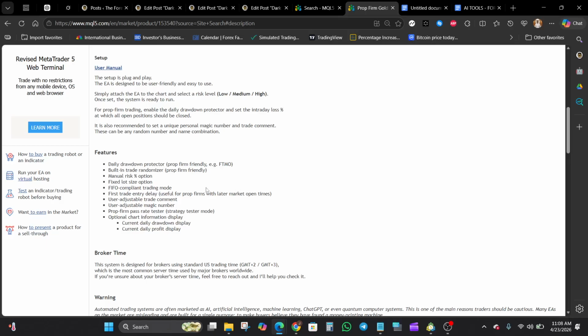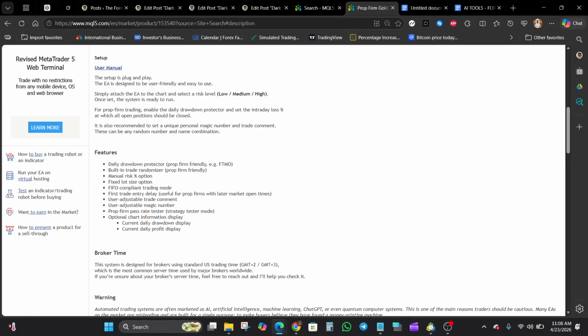Then there's the trade randomizer. At first glance, that might sound unnecessary, but it actually serves a specific purpose. Prop firms sometimes monitor for identical trading patterns across accounts. By slightly randomizing entries and exits, this EA helps ensure your trades are unique, even if other users are running the same system. That's a very niche but smart feature.